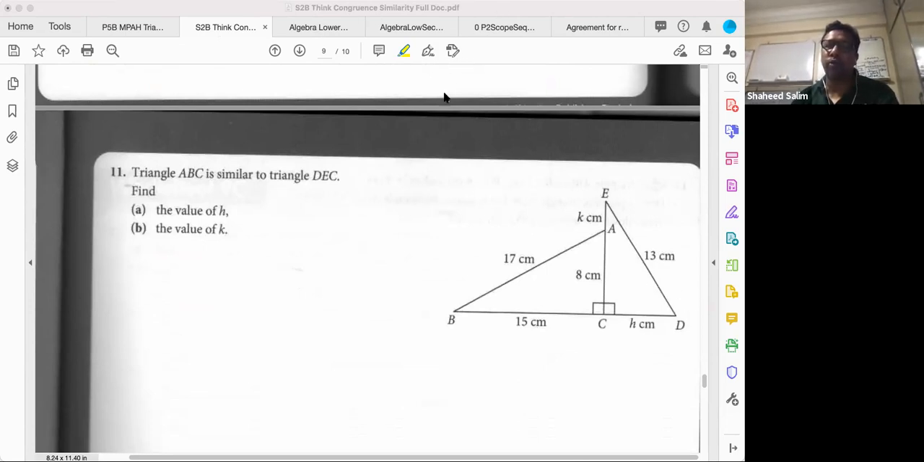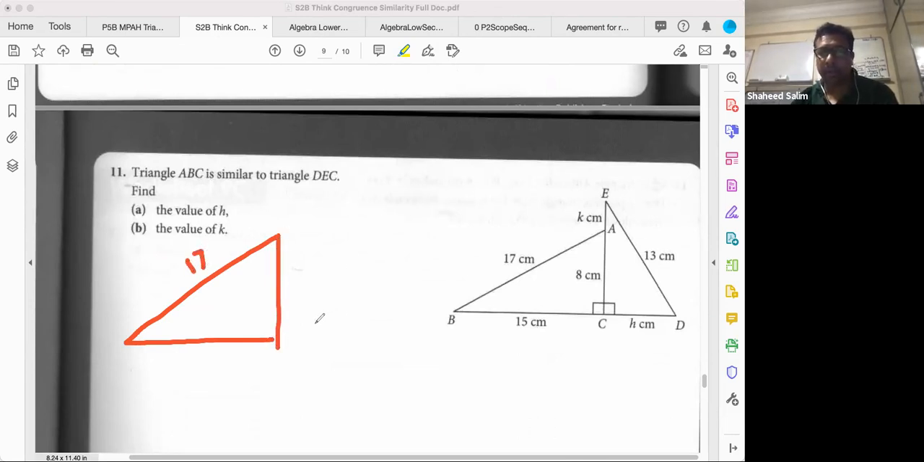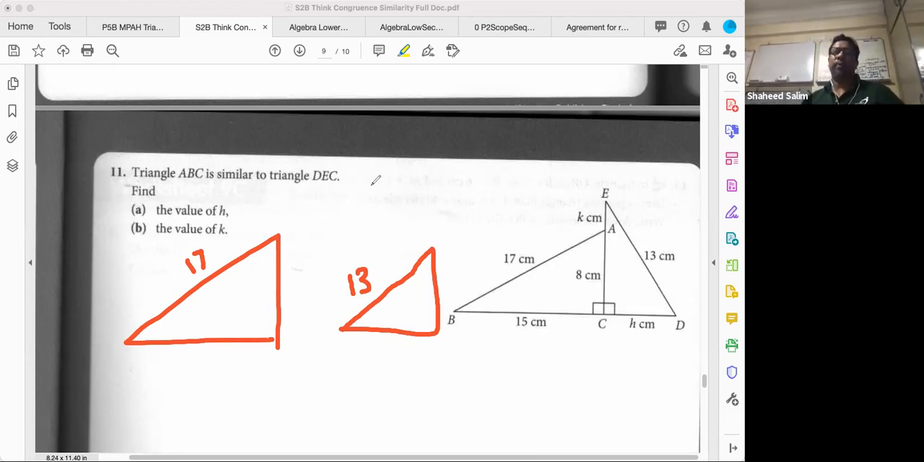First thing you do, I want you to label the ABC and DEC. That's the first thing you need to do. This one is the 17 one. Now you got to label. If you label wrongly, finished. This one is the 13 one. Can you label where A is, where B is, where C is, where D is, E and C where? You label that first. We check that first.